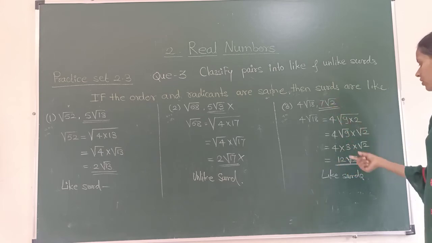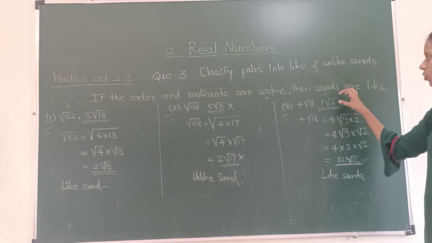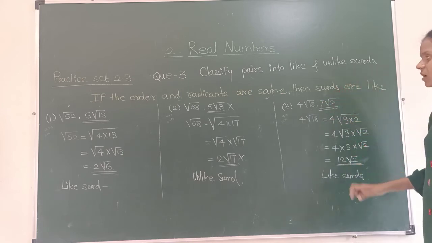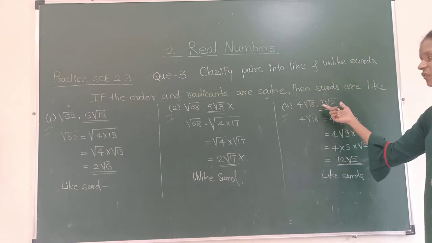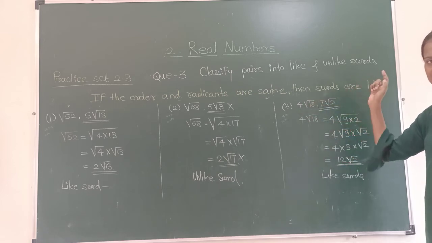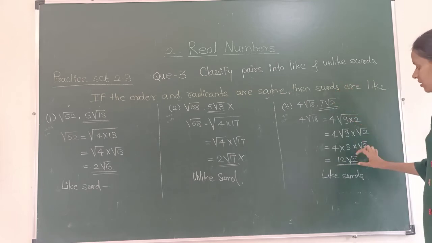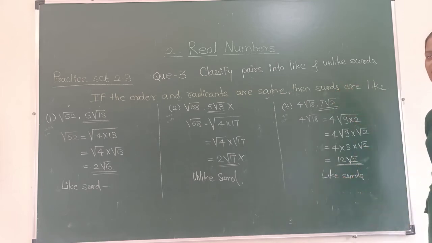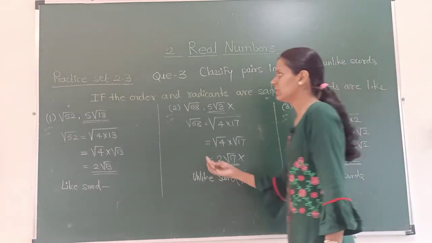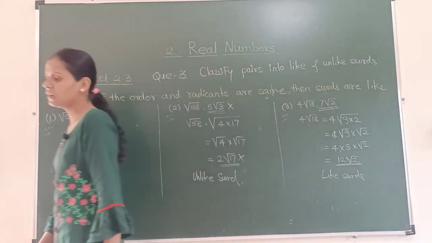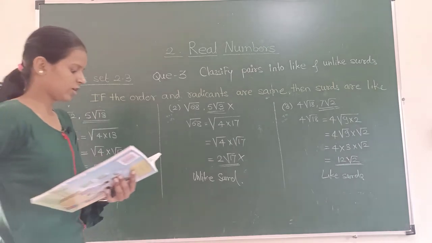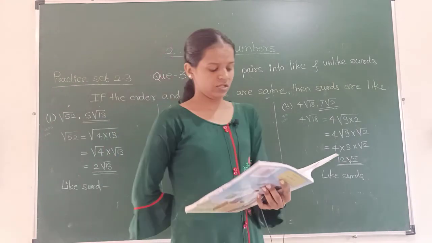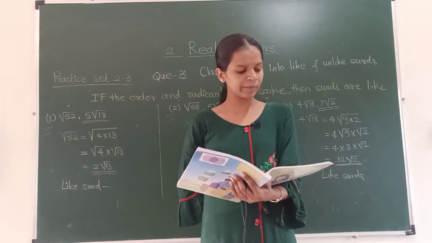Here the order of these two surds is the same, that is 2, and the radicands are also the same, that is under root of 2. Therefore, you have to write over here that the order of these two surds is the same and the radicands are also the same. Therefore, these are like surds. Now, this is question number 3 from practice set 2.3. They have more sub questions, like you can see in your textbook, page number 13.